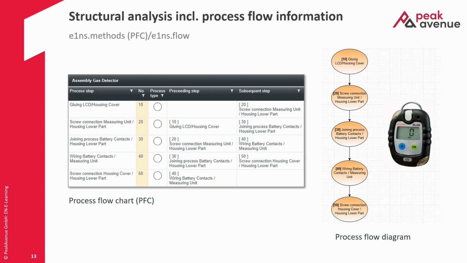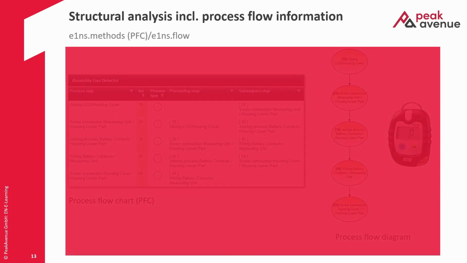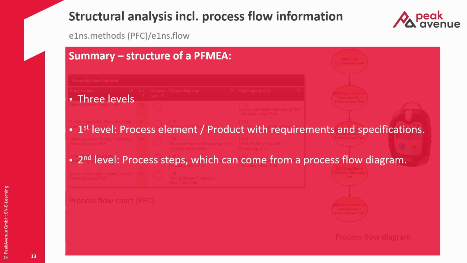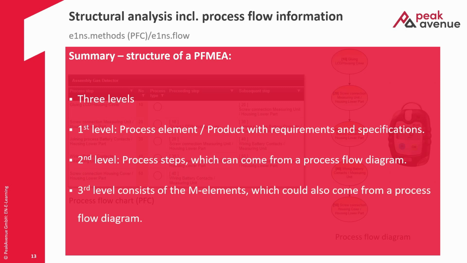To conclude this chapter, let us summarize once again. The structure of a process FMEA consists of 3 levels. The top level is the process item or product with its requirements and specifications. The second level is the process steps, which can come from a process flow diagram. And the third level consists of the M elements, which could also come from a process flow diagram. After the structural analysis is complete, we can move on to the functional analysis. We will focus on this in the next video.